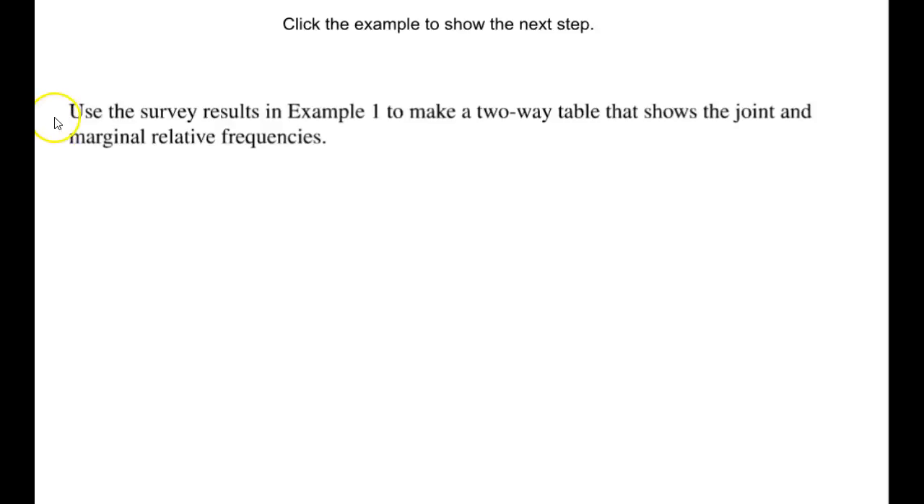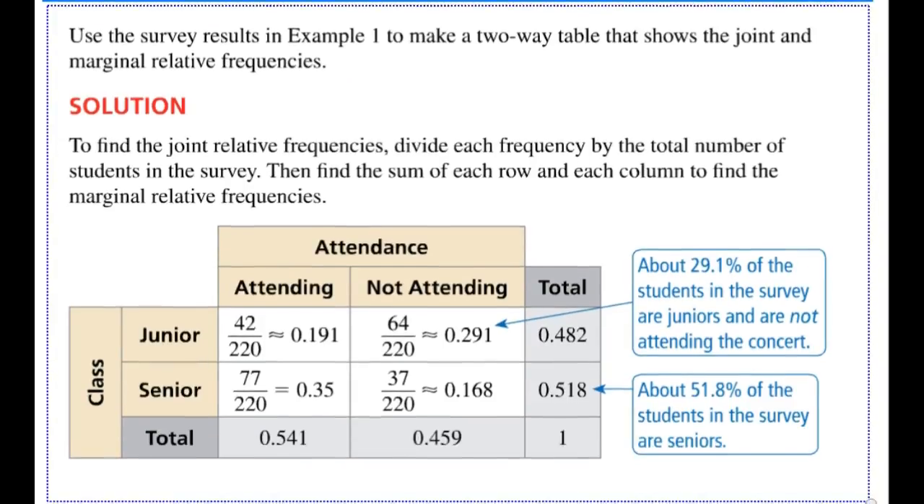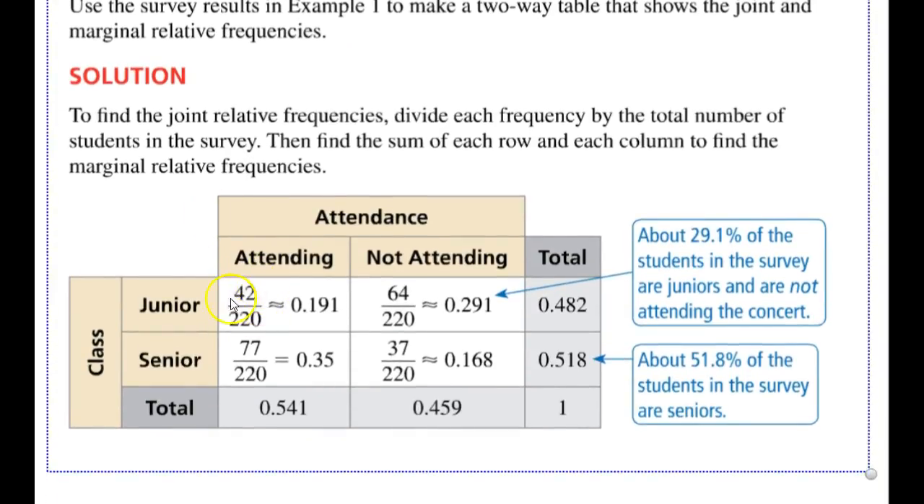So we're going to be using the survey results from example 1 to make a two-way table that shows the joint and marginal relative frequencies. So first off, I always start with just the numbers, right? So in my original example, I had 42, 64, 77, and 37, and then I knew my total was 220.